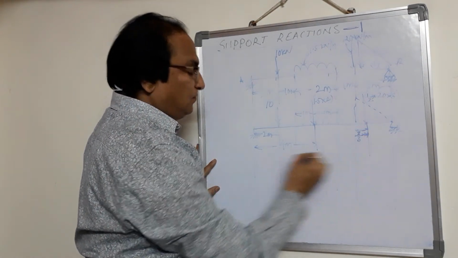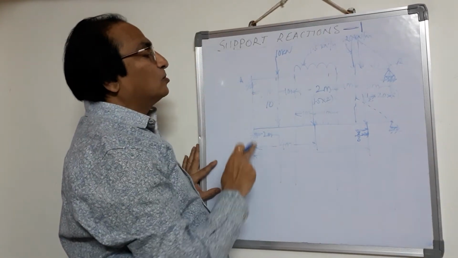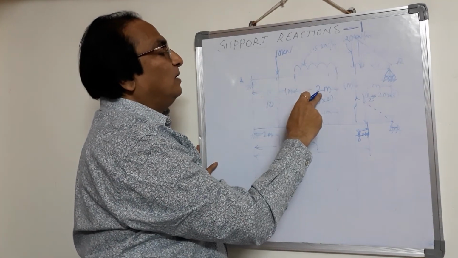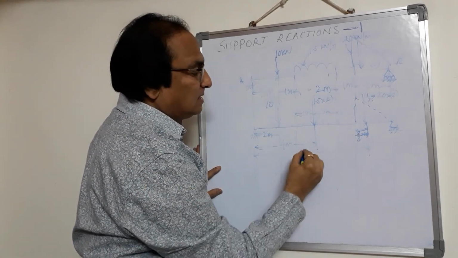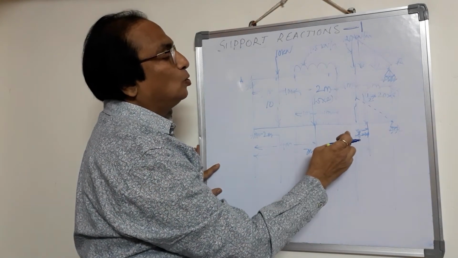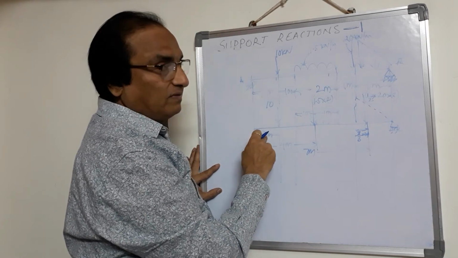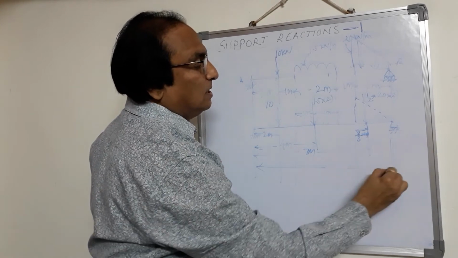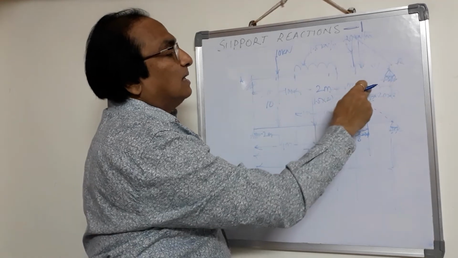But I want the distance from here to here because we are taking moment about A. So what will be this distance? 2 plus 1 is 3, plus 2 is 5, plus 1 is 6, plus 1 is 7 meters. Total distance will be 7. And the total distance from support to support will be 2, 3, 5, 6, 9 meters.